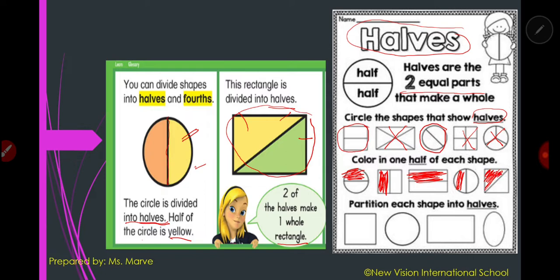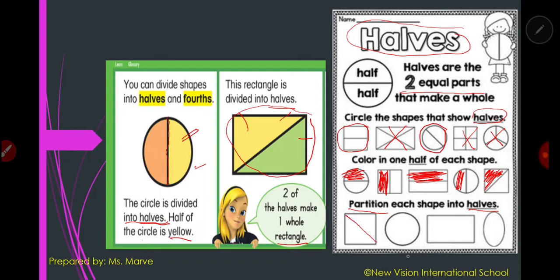Is your answer correct? Great. Okay, here we are going to partition each shape into halves. Partition means we are going to divide each shape into halves. So the square, you can divide the square using the what? Side by side. Here until here.